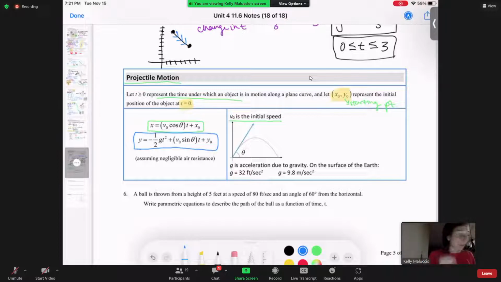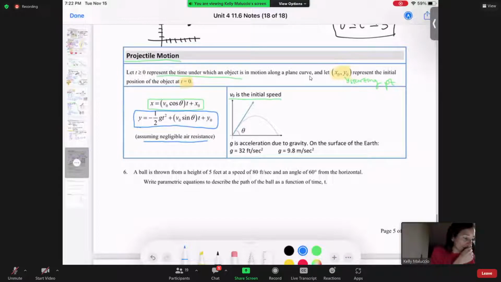It's pulling it down, -1/2 gt squared plus v naught sine theta t, right? Again, that's our t part, and then plus y naught. That was from the previous one again, so that's fine. So now we are assuming negligible air resistance. So based on this equation, we are assuming the wind isn't blowing too hard down or left or right or up. And we're just assuming it's a calm, still day. And this is what we find, right?